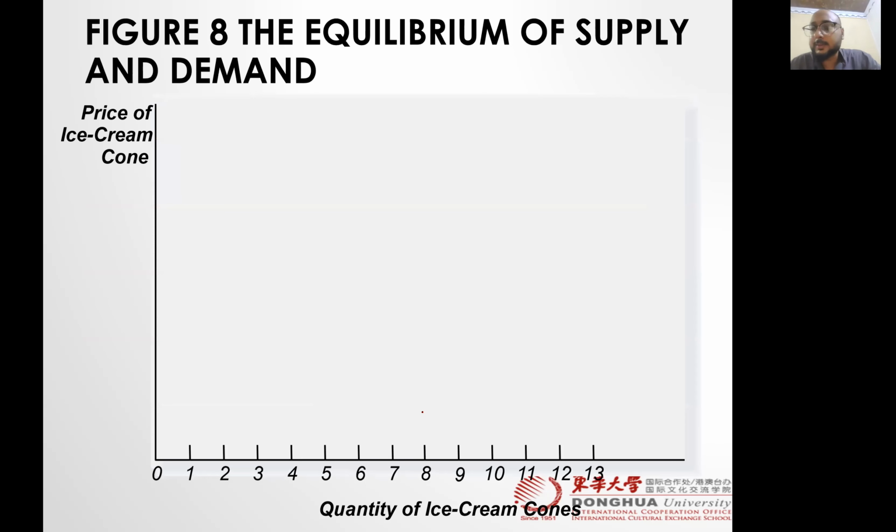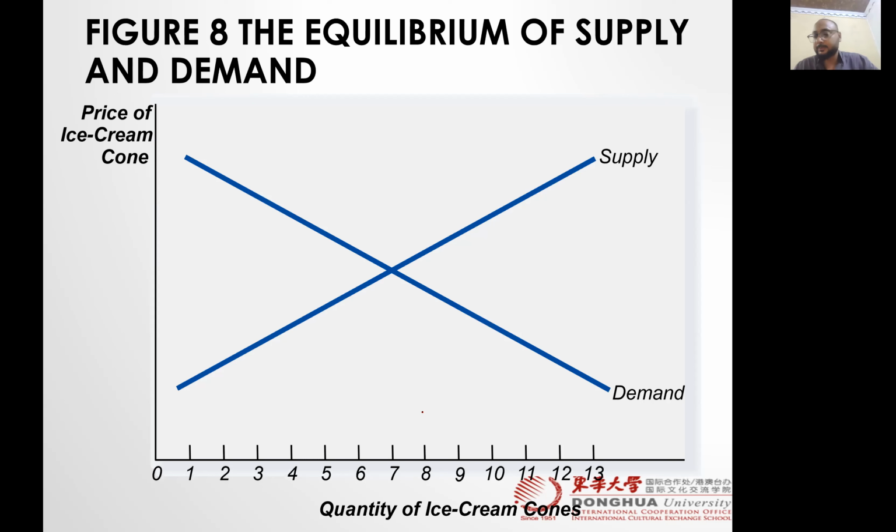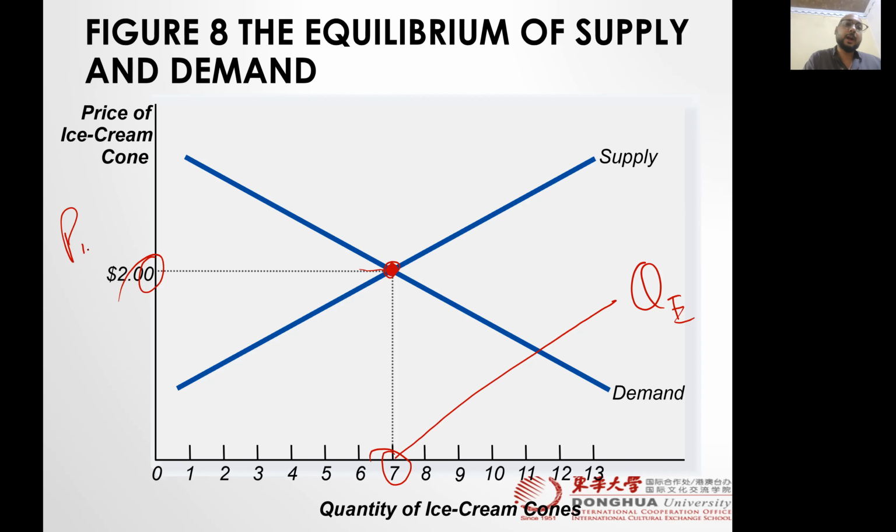So if we draw this table here, this is supply, this is demand. If you see, the demand curve is different, supply curve is different, and they intersect at this point. This point is 2 on price, and on quantity, this is 7. So we have QE on graph is 7. We have price equilibrium 2.